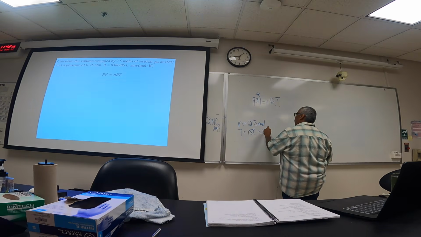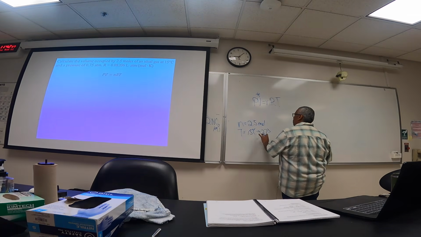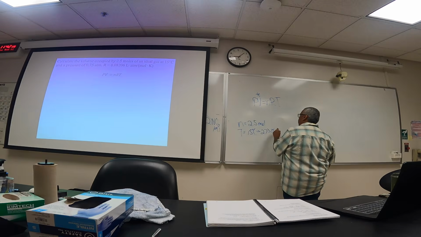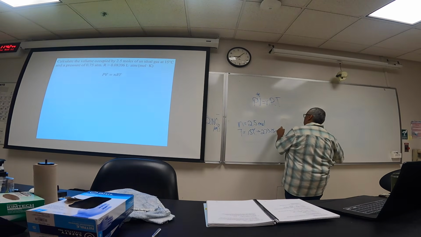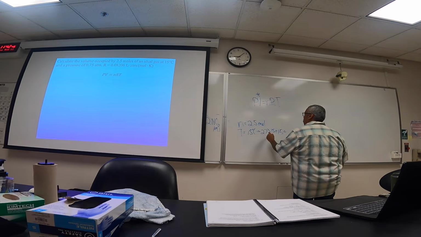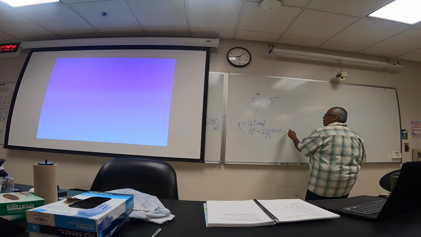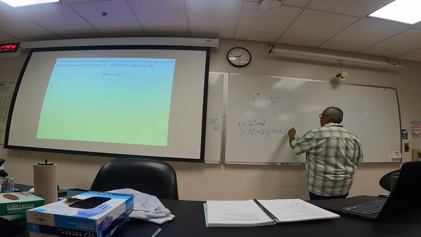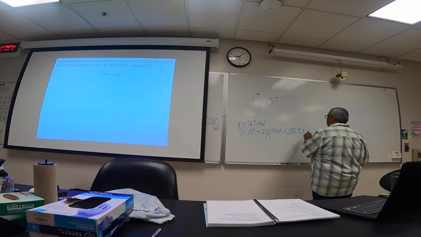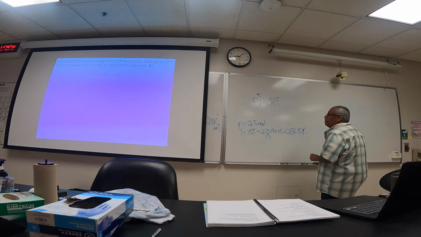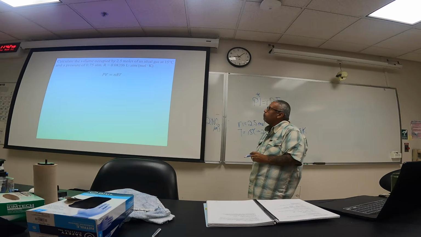So 273.15 plus 15 is going to equal 288.15 Kelvin. So now we have the temperature in Kelvin.